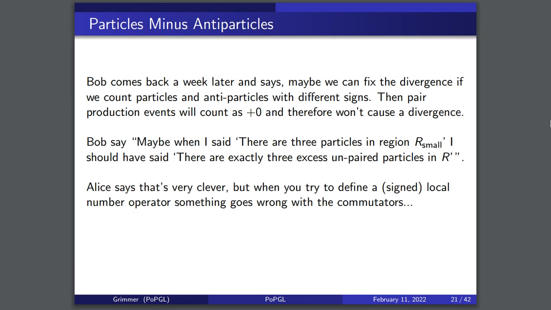Alice says that's very clever, yes, and actually that does solve the divergence issue. Good on you. But when you try and define a signed local number operator in quantum field theory, something else goes wrong involving the commutators at space-like separation. There's some other issue that comes up, and I don't want to continue this conversation between Alice and Bob much longer. The conversation continues on like this for a long time.